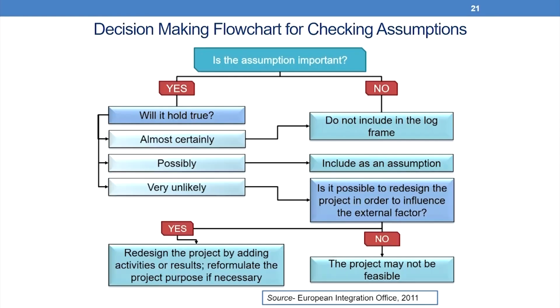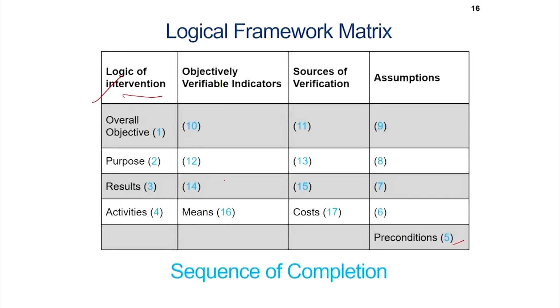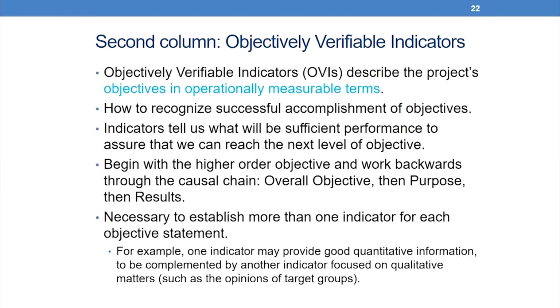Now, let us come to the second column. What are the things that should be included in the second column that we studied on objectively verifiable indicators, and this is again something which is very important as far as the log frame matrix is concerned, because here we are talking about measurable outcomes or measurable indicators. So, let us look at the second column, objectively verifiable indicators or OVIs. They describe the project's objectives in operationally measurable terms, how to recognize successful accomplishment of objectives. These indicators tell us what will be sufficient performance to assure that we can reach the next level of objective.